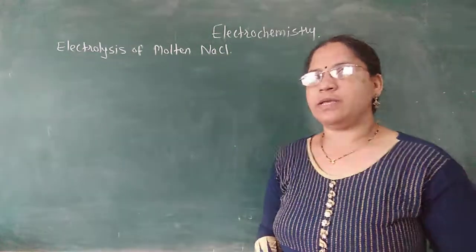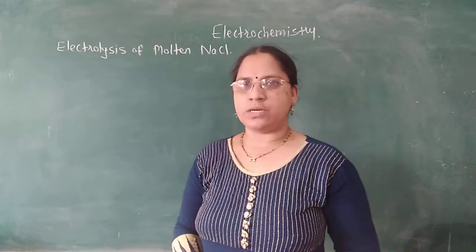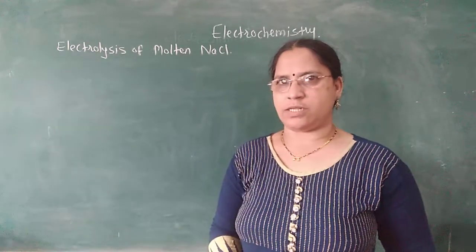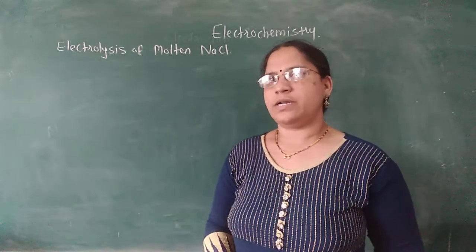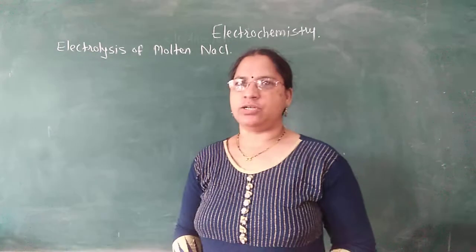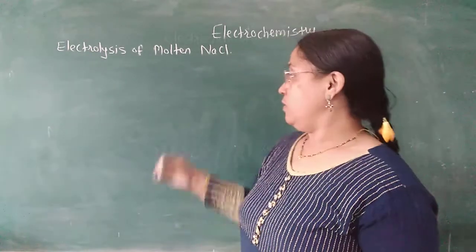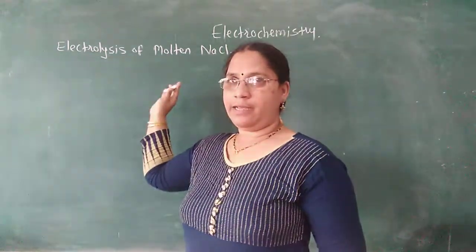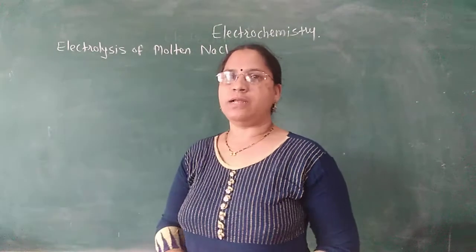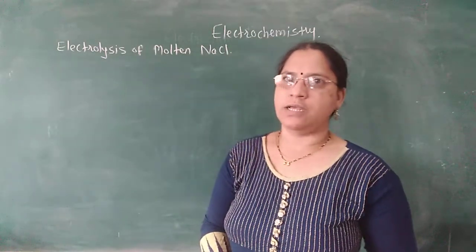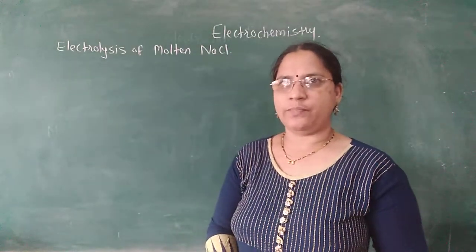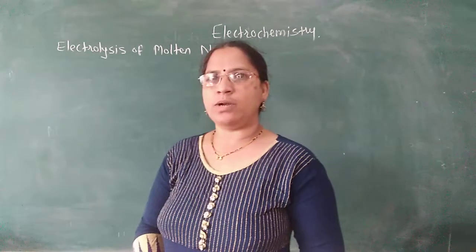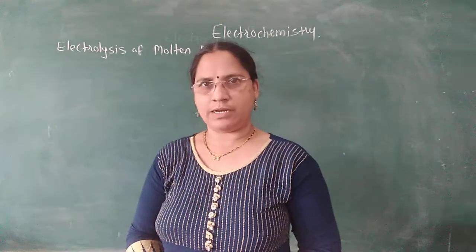So what is electrolytic cell? The reaction which occurs in an electrolytic cell is electrolysis. Now we are going to study the concept of electrolysis reaction with an example: electrolysis of molten NaCl. What is electrolysis? It is the reaction in which ionic compounds are broken down by the passage of electricity.